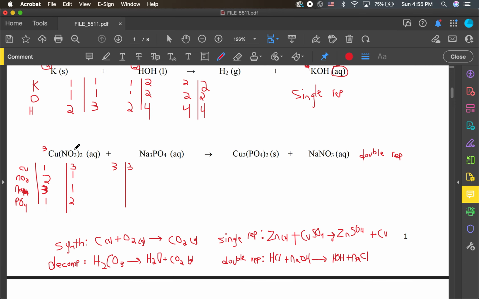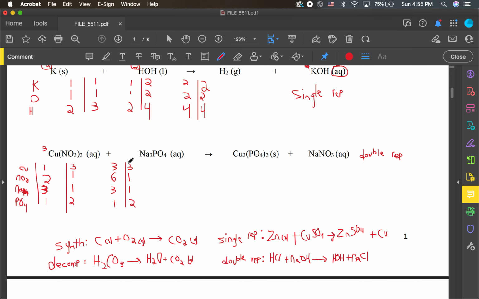Sweet. Now it gives us 6 NO3s because we have NO3 squared times 3. So we have 6 of these guys now, and we've only got one of them on this side. Now these don't change. So we have 3 Nas, and we have 1 Na. And then we have 1 PO4, and we have 2 PO4s.